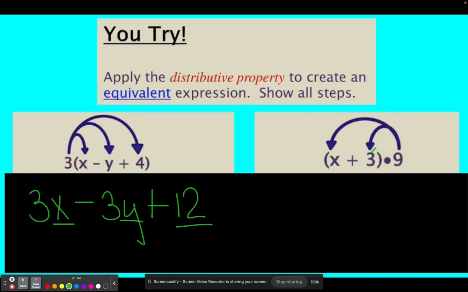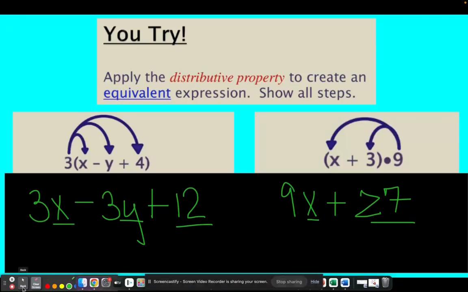9 times 3, 9 times X. Cool? Okay. So we're going to take 9 times X, which is 9X. And then bring down your addition sign. And then 9 times 3, 27. Sorry, that was derpy. My finger got stuck. Okay. Can I go any further? This is an X and this is a constant. So I am done. Alrighty.